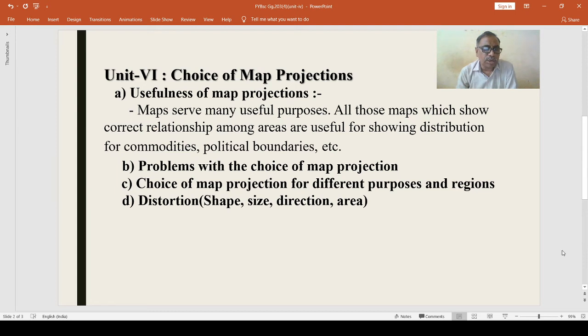Then international boundary of the USA, Canada, the Trans-Canadian Railway. For representing these, conical projection with two standard parallels is suitable. Then maps of USA, Canada, Russia, France, Spain, Germany, etc. countries. Here, conical projection with two standard parallels is suitable. Then Great Britain, Denmark, conical projection with one standard parallel is used.